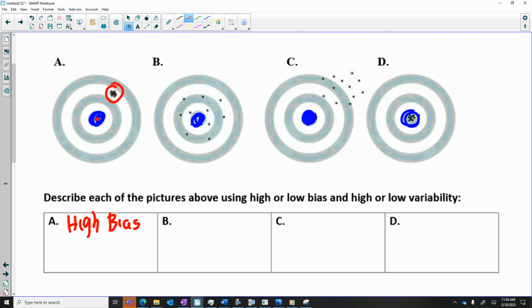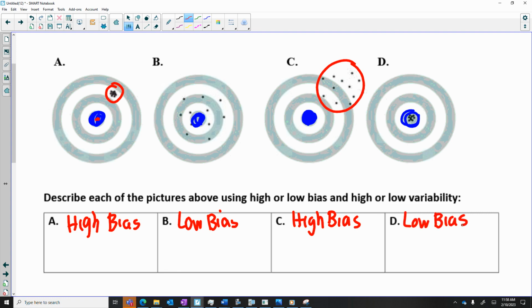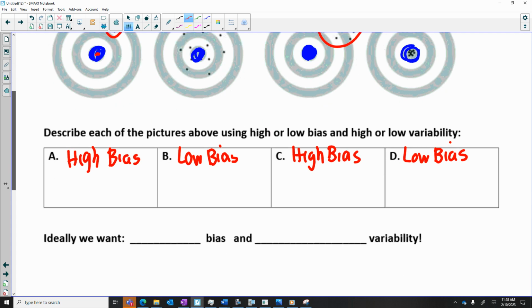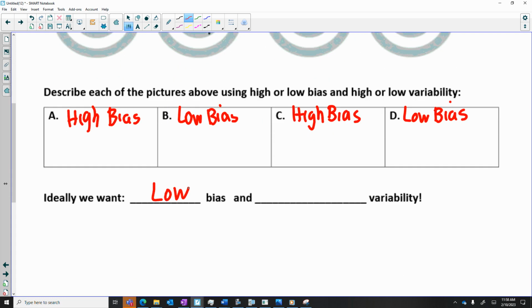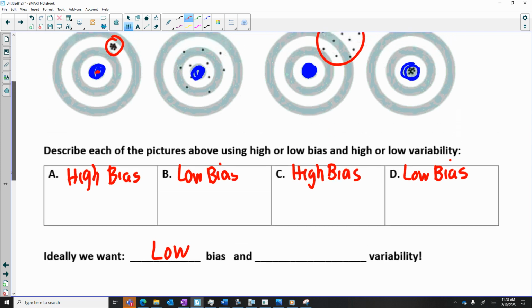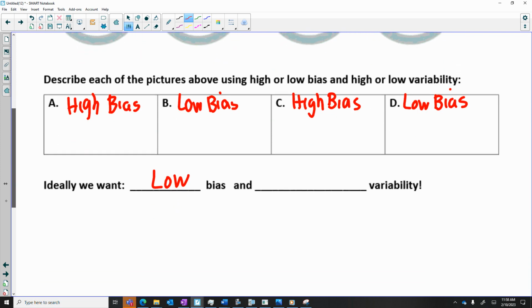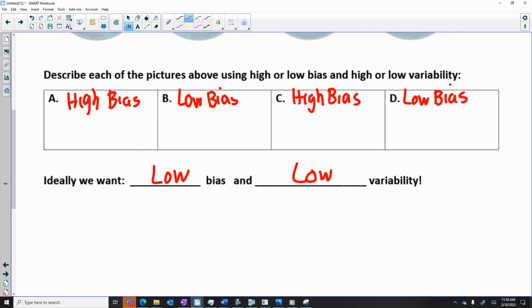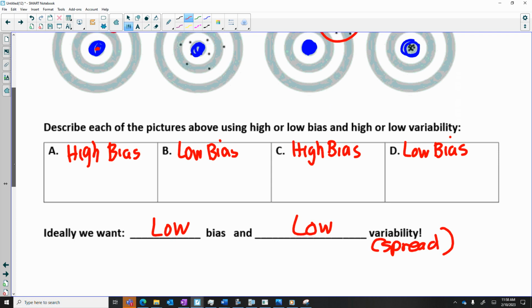But you see B, it's centered around the true center, it's just spread out, so that's actually called low bias because it's centered in the center. C, they're all off to the side, so this is high bias. And then D, they're centered in the true center, so this is low bias. Now ideally for a statistic, we want low bias, meaning it's centered at the true center, at that bullseye. And the other thing that we want is low variability. We want low spread. We don't want our values to be all over the place. We want them all to be clustered together.